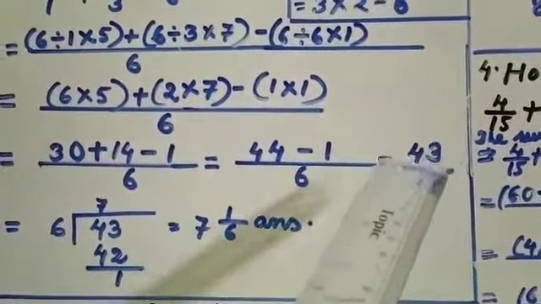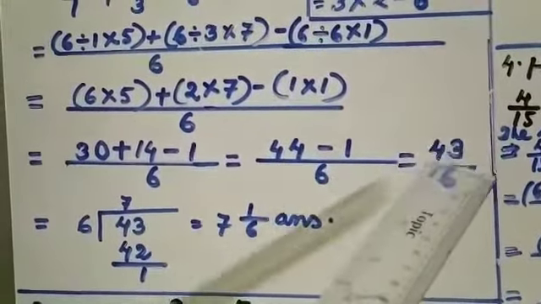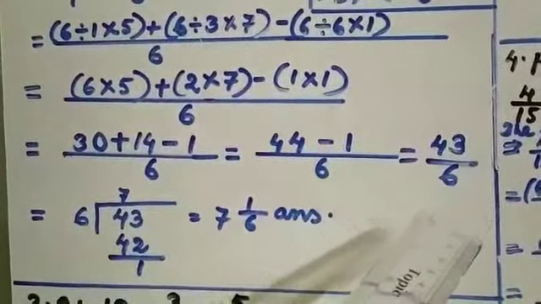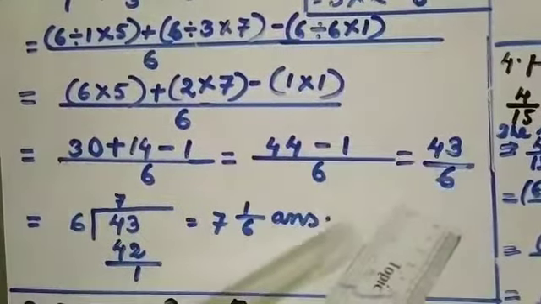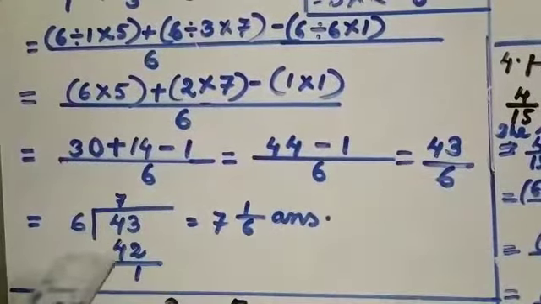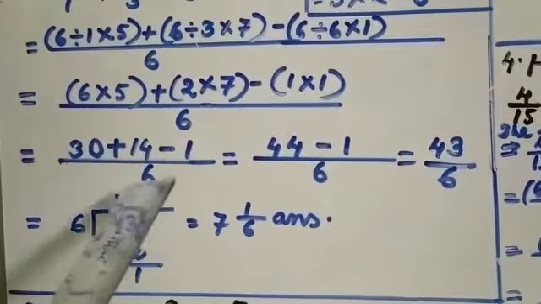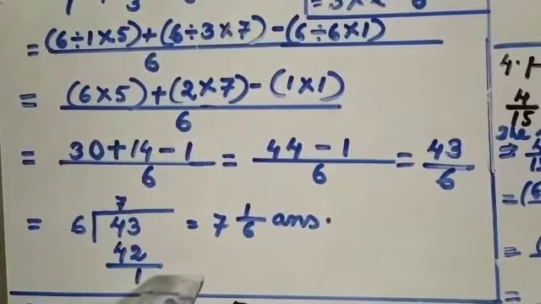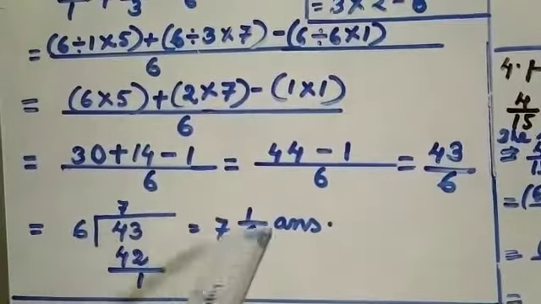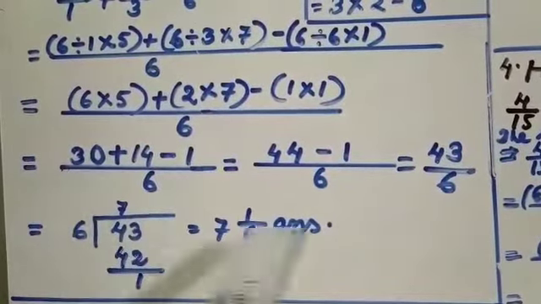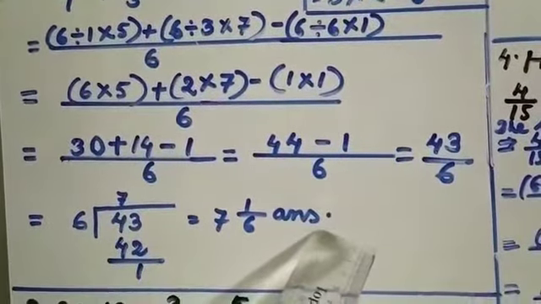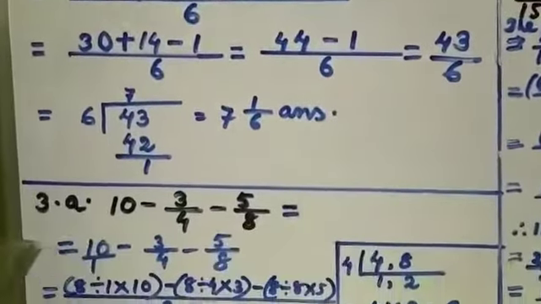But this is in improper fraction. So if you get any answer in improper fraction, what you need to do? You have to change this into mixed fraction. So here you see 43 divided by 6, what you are getting? 7 as quotient and 1 as remainder. So what you will write? 7 whole number 1 by 6 is your answer. Clear? Now see the next number.